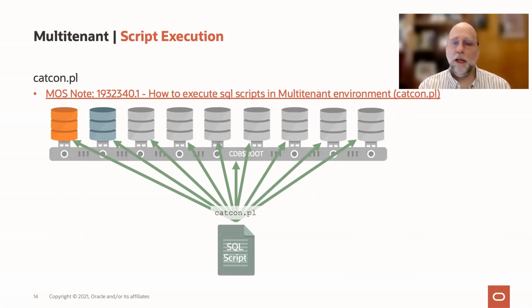So let's just say that you had a script that you use for monitoring all of your databases. It's maybe looking at free space or something like that. And you want to run this periodically and watch to see whether anything is getting tight on a particular tablespace or maybe even on disk space, who knows? Well, you could do that with a SQL script in catcon and run that one script just once to get the results for all 8 of your pluggable databases in this case.